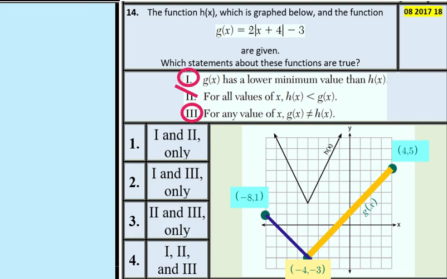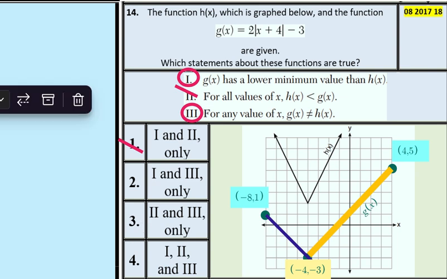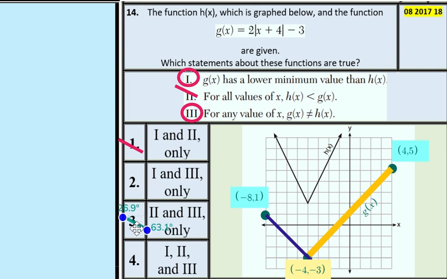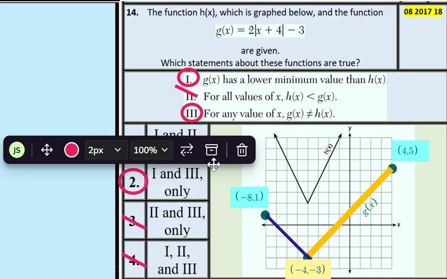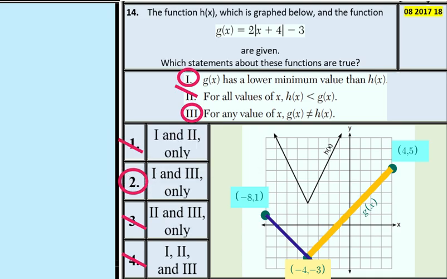So now when we look at our answers, choice 1 says 1 and 2. 1's good, but 2 is not, so that didn't work. Choice 3 says 2 and 3. And choice 4 says all 3. So obviously, the correct answer to this question is choice number 2. 1 and 3 are correct, but 2 is not. And that's our answer for question number 14.